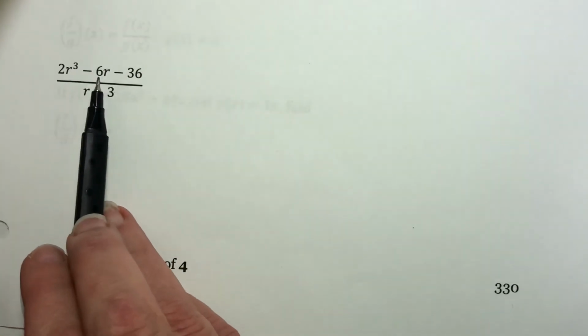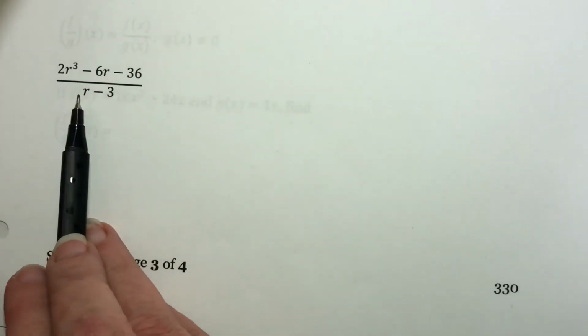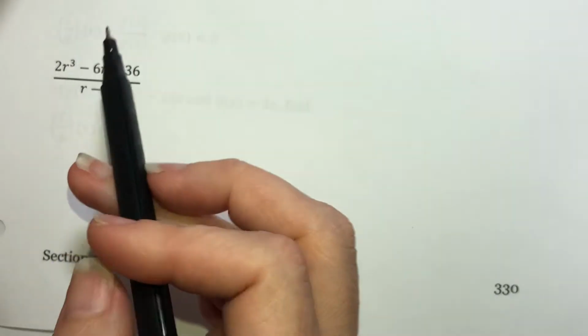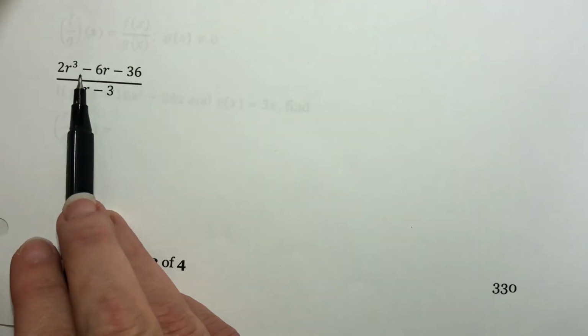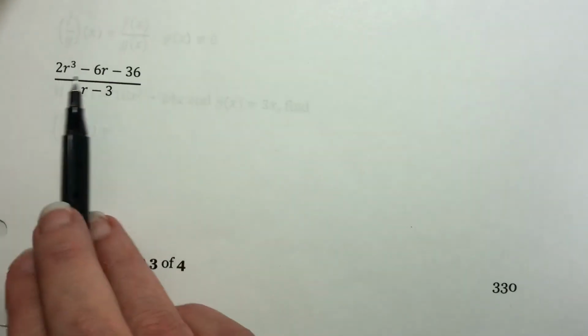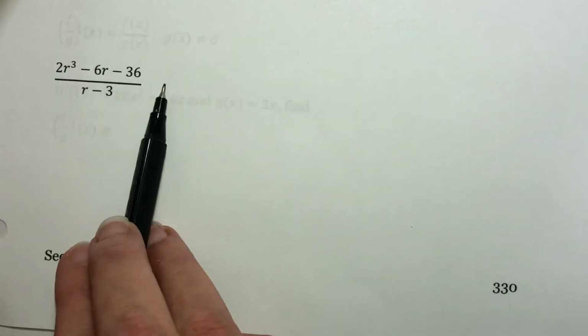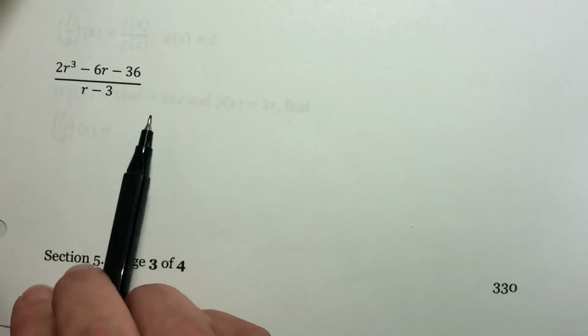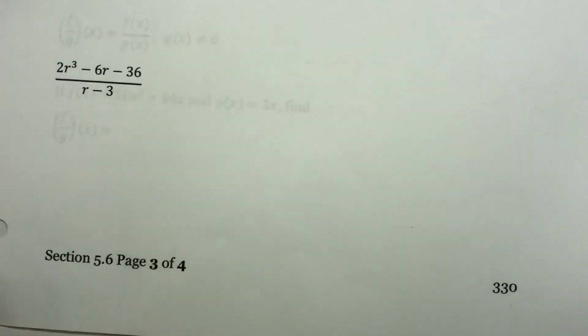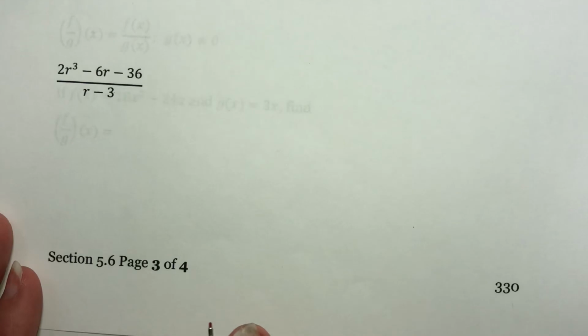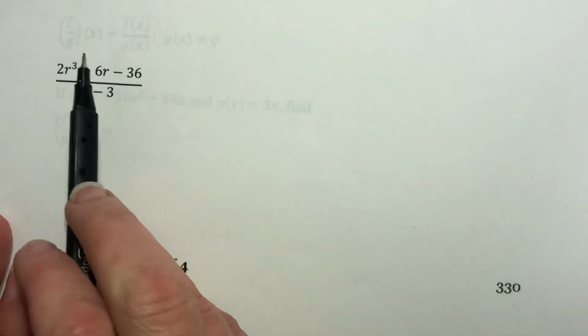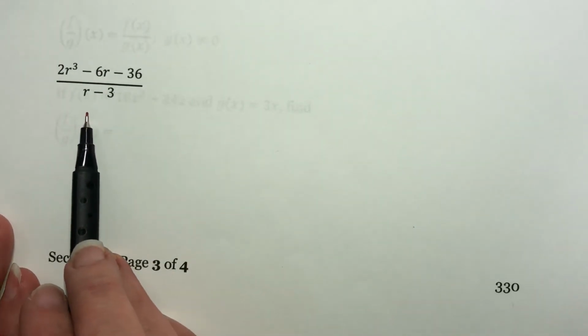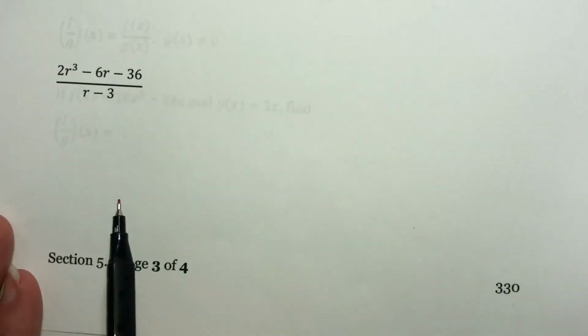2r cubed minus 6r plus 36 over r minus 3. Okay. Now, one thing I noticed is I have a third power here, but I do not have a second power. Otherwise, they're all in order, right? 3, and then I go down to 1 and 0. They're in descending order. Now, the thing is, I have to have a square term. So what I'm going to do is, and you will do this anytime you have a term skipped over. It doesn't matter if it's skipped in the top or in the bottom. It doesn't matter if you have multiple things being skipped.